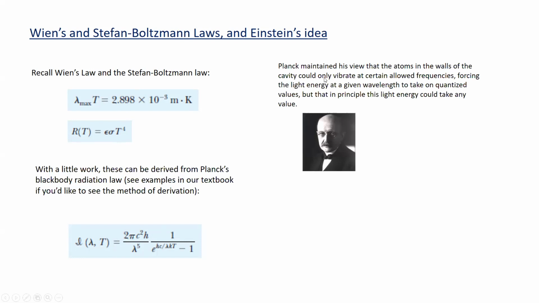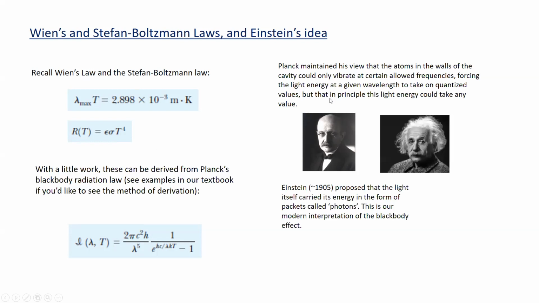So Planck maintained his view that the atoms in the walls of the cavity could just vibrate at certain allowed frequencies, forcing the light energy to take on quantized values. But it was the atomic oscillators that were quantized, and the light energy could in principle take on any value, but it was just being forced to take on these values in units of hf by the behavior of the atomic oscillators.